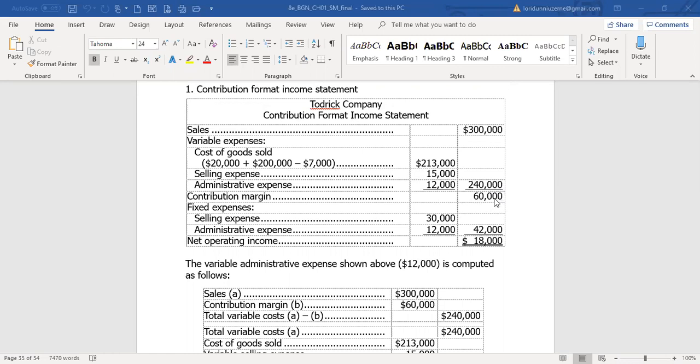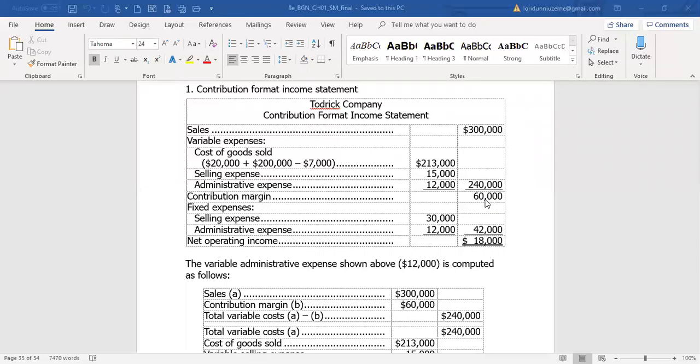The contribution margin can be determined. How? Well, we know our fixed costs. Our fixed, no, we don't, do we? We know our fixed administrative expense, $12,000. We need to determine our fixed selling expense. But here's the deal. They give us our contribution margin. So right now, if you go backwards, we take 300,000, we have 213, we have 15, and we have 60.